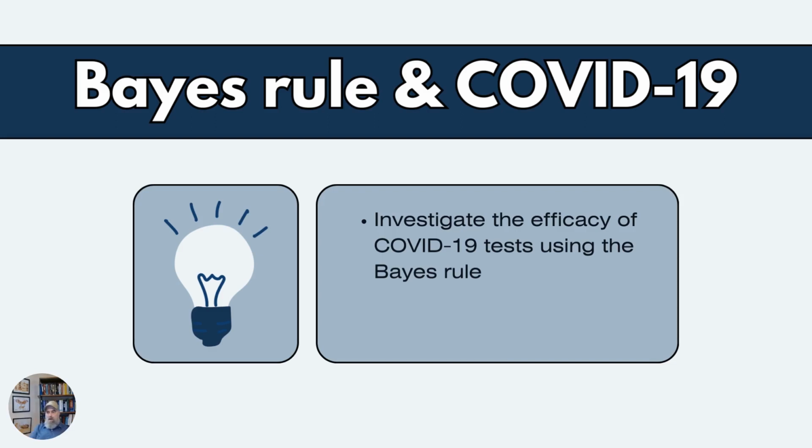Howdy everyone. In this video, we'll be discussing an example problem that applies Bayes' rule to a real-world situation involving COVID-19 testing. This problem will help you understand how to interpret test results while considering the test's performance characteristics and the prevalence of the condition in the population.